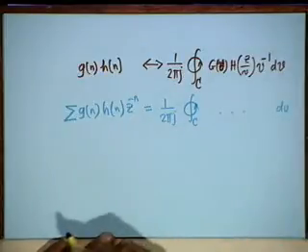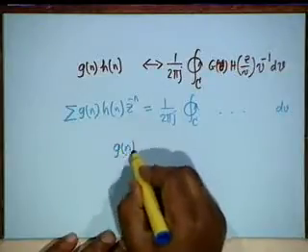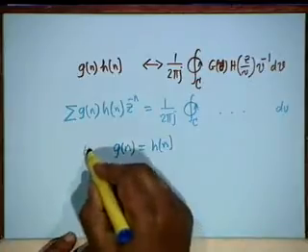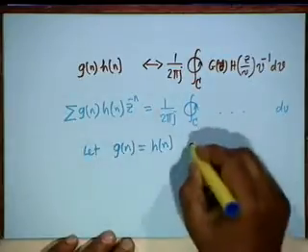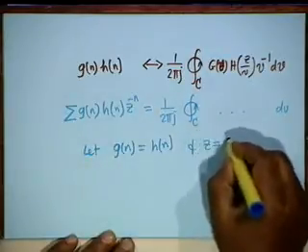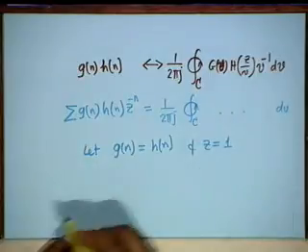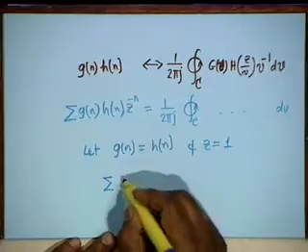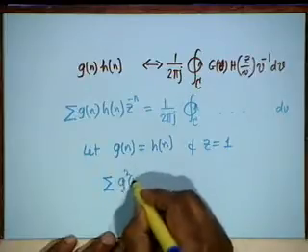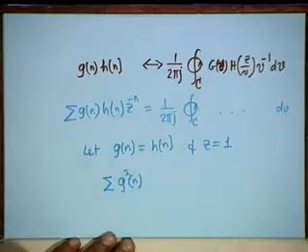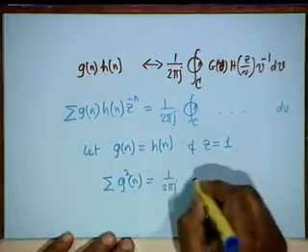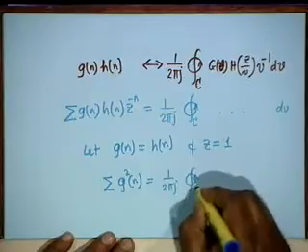In this expression, if I make g of n equal to h of n, let g of n equal to h of n and small z equal to 1, then the left hand side simply becomes the energy of the sequence, that is the sum of g squared n, energy of the sequence, and the right hand side becomes 1 over 2 pi j contour integral over c.